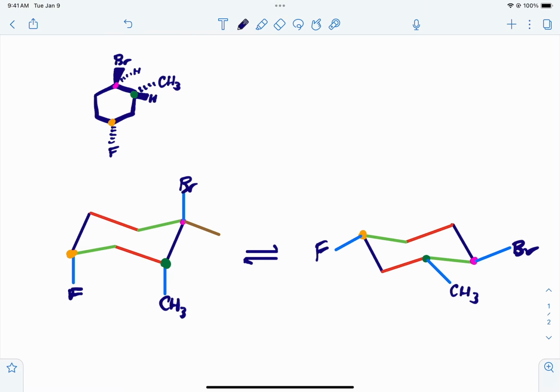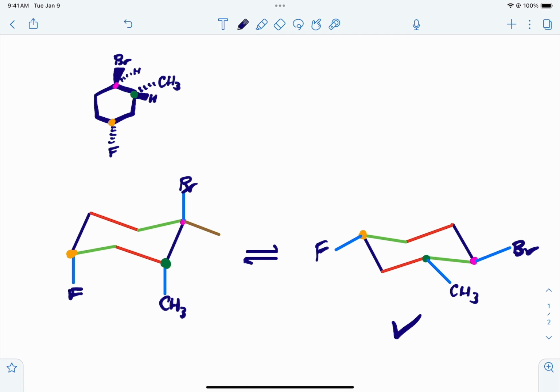Okay, so everything wants to be equatorial, but if we can, we want to give preference to the big groups. Give the big groups as much space as possible, and then if the smaller groups have to be axial, then so be it. All right, in this case, our first chair had all the groups axial, and our second chair had all the groups equatorial. So in here, it's a pretty easy assignment that our second chair that we drew with all the groups equatorial is going to be the more stable conformer.